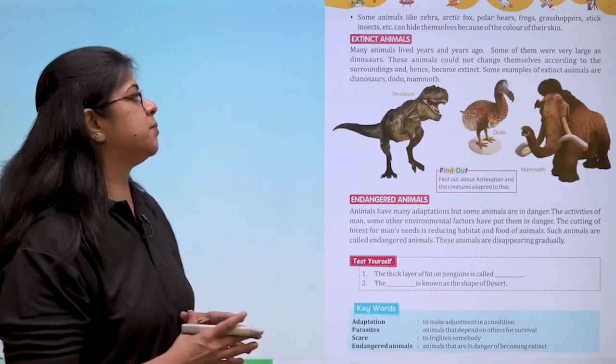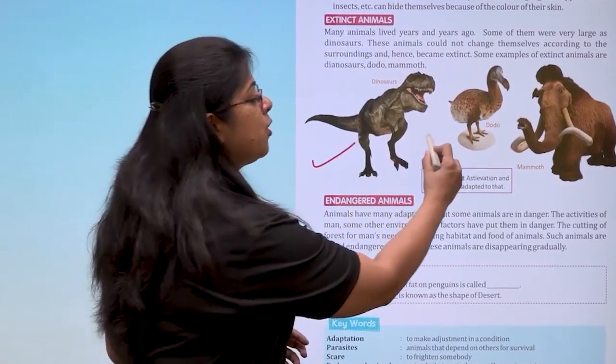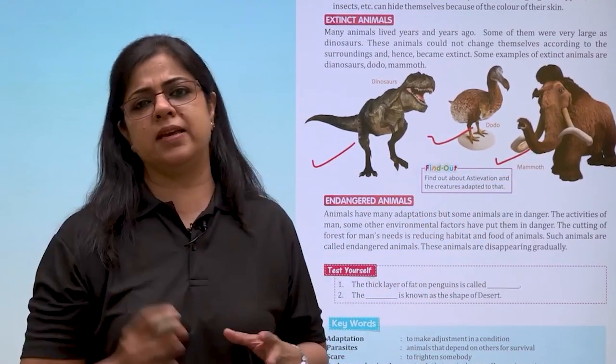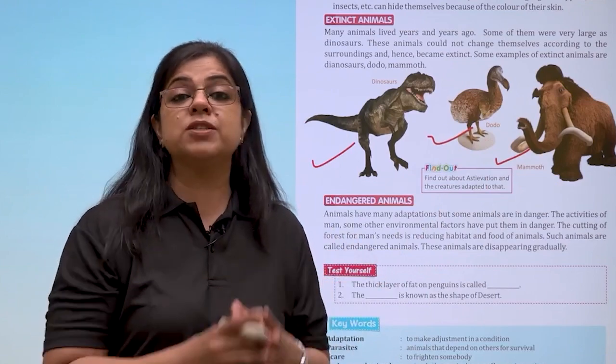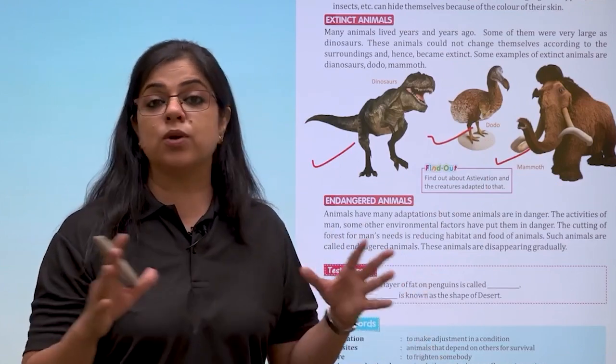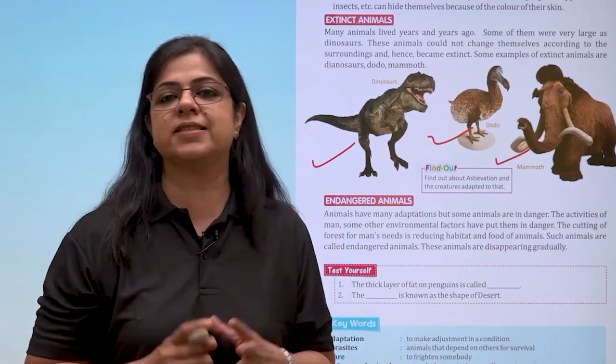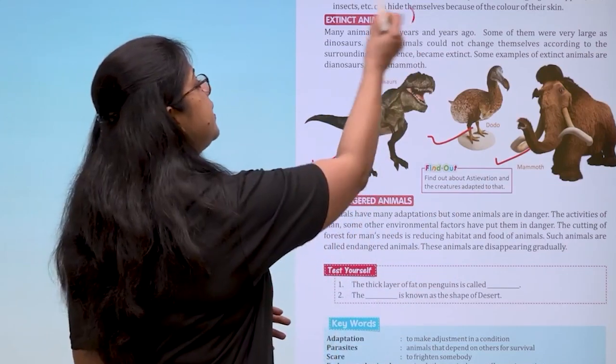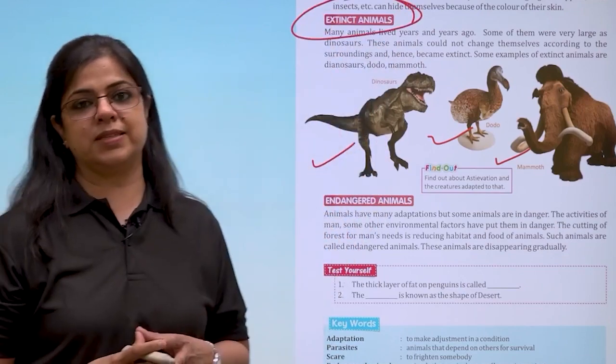Now some animals like the dinosaur, dodo, the mammoth, they used to live many years ago. These animals no longer exist. आप इनको कहीं भी real life में नहीं देख सकते, सिर्फ movies में देखेंगे. These animals are called extinct animals.